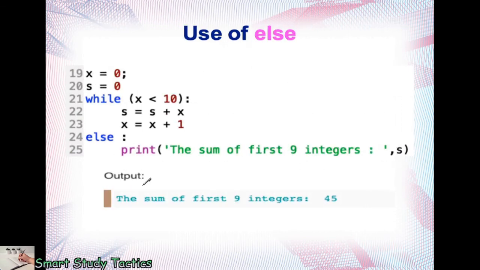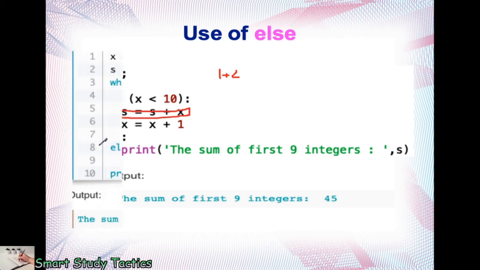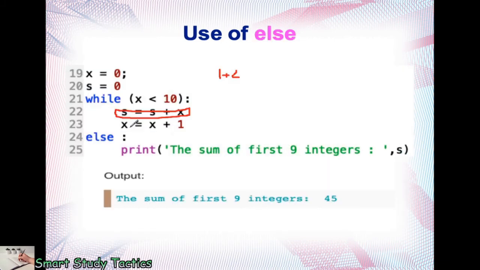So let's see. First of all, we are going to discuss the use of else. So what will it do? It is actually running from 0 to 10. 10 means 9, because it is starting from 0. Here the value is 10. 10 less than 10 means 9. It is working from 0 to 9. So here it is going to calculate the sum 1 plus 2 plus 3 plus 4 plus 5 plus 6 plus 7 plus 8 plus 9, and all this work is going to be done by this s.